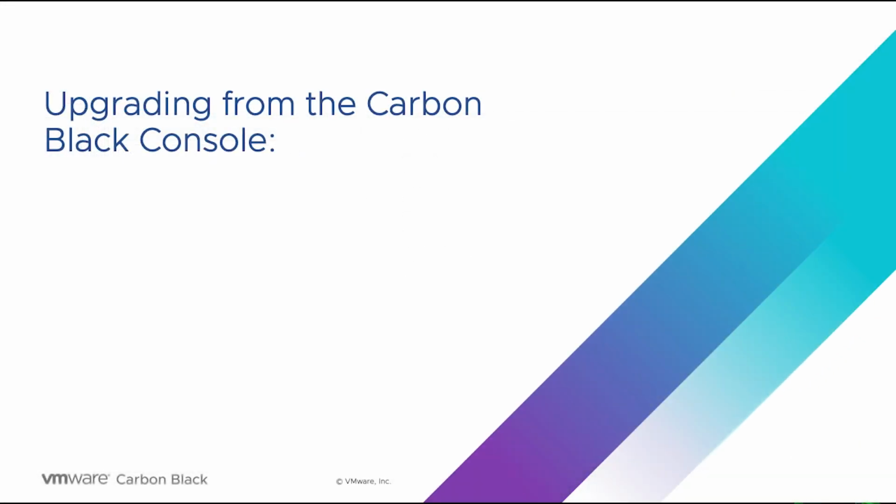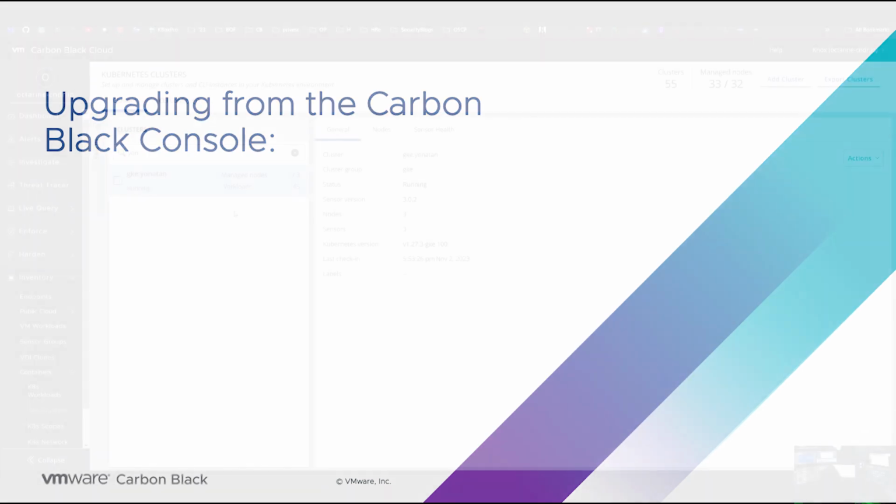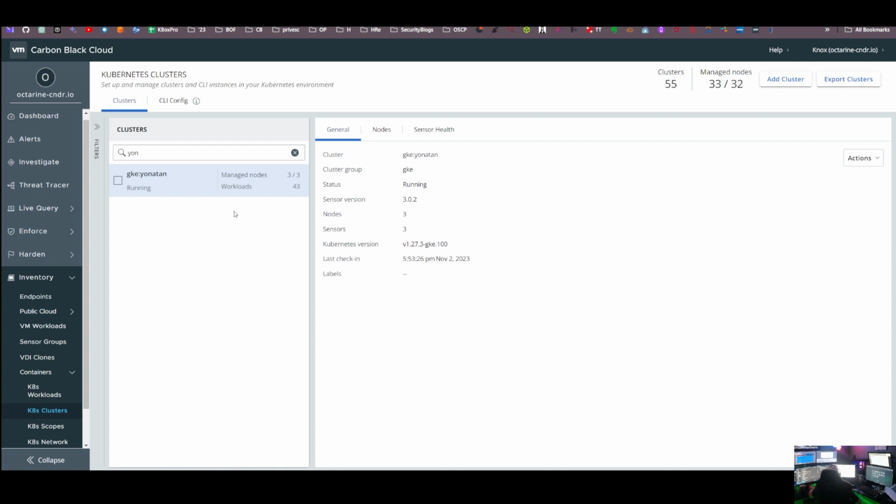All right, one of the other new features that I want to show you is a quality of life feature that we've added here. So here under our inventory, our new heading for containers instead of Kubernetes, remember, and then underneath our Kubernetes cluster tab, I have selected Jonathan's cluster that he has set up here in this particular organization.